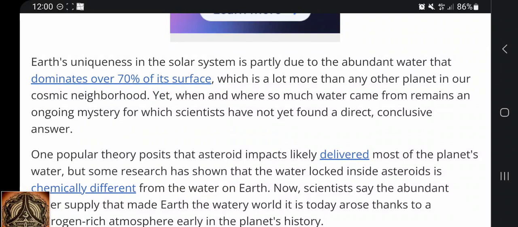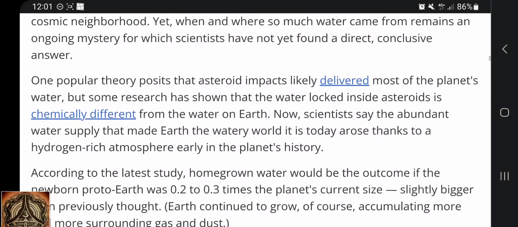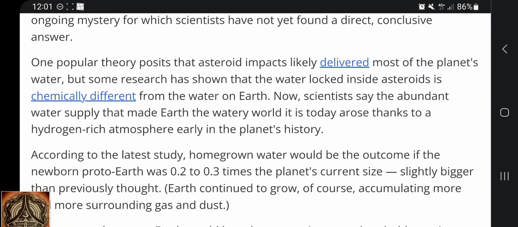Earth's uniqueness in the solar system is partially due to the abundant water that dominates over 70% of its surface, which is a lot more than any other planet in our cosmic neighborhood. Yet, when and where so much water came from remains an ongoing mystery from which scientists have not yet found a direct, conclusive answer. Listen to Walt Thornhill. He has a direct and conclusive answer to this. It's mainly from Saturn.